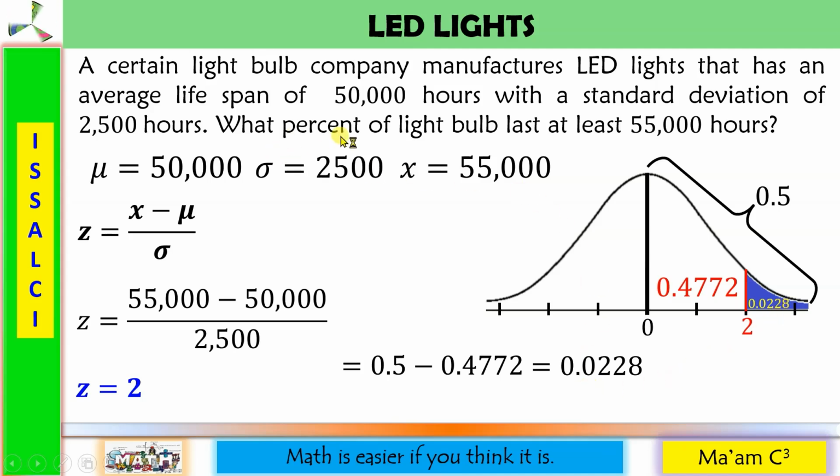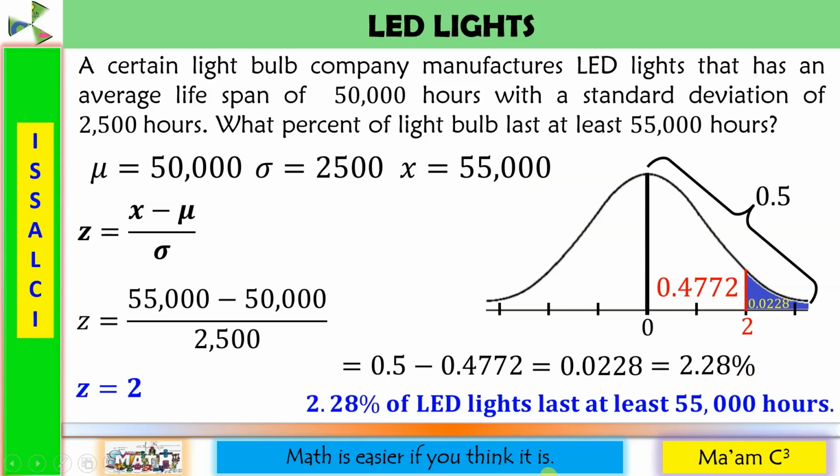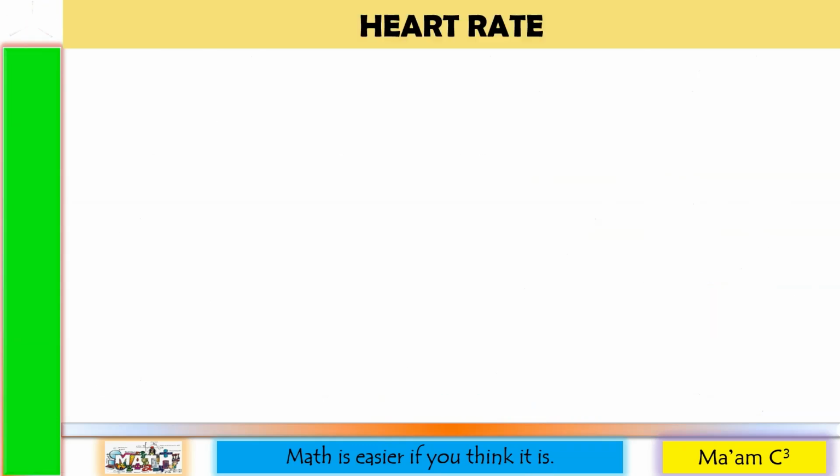And since we are asked for the percentage, we simply have to move the decimal point 2 places to the right. This will be 2.28%. Last step, let us interpret. 2.28% of LED lights last at least 55,000 hours.